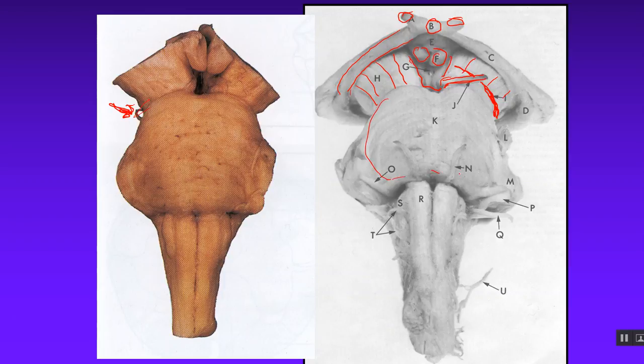This whole front region of the pons, when you're looking at it from the outside like this, is called the basilar pons. This area right here is the basilar groove.